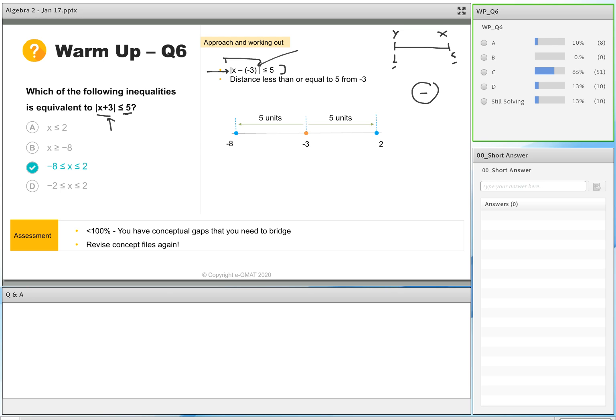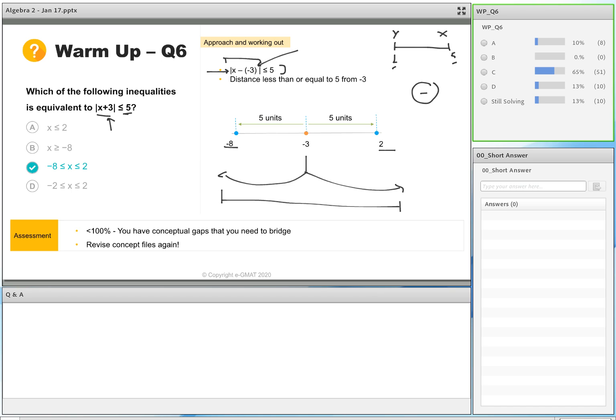So you can plot this on the number line. Consider that to be minus 3, where your friend is standing. You need to be within 5 meters of your friend. So you can either go 5 units to the left or you can go 5 units to the right. So what is 5 units to the left? It's -8. What's 5 units to the right of -3? It's +2. So hence you can say that you can stand on any point on this region that is from -8 to 2. This is how you can visualize inequality absolute values in terms of distances.